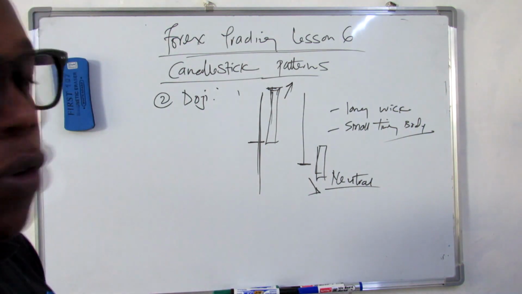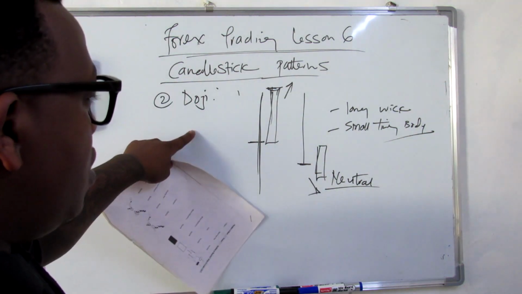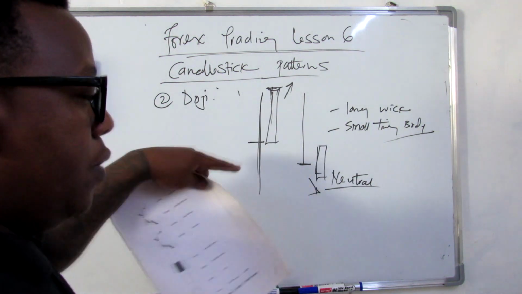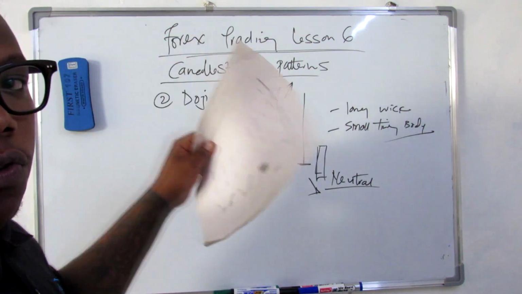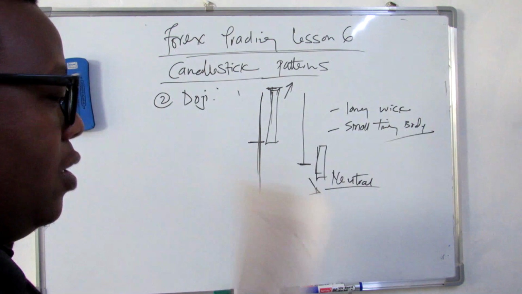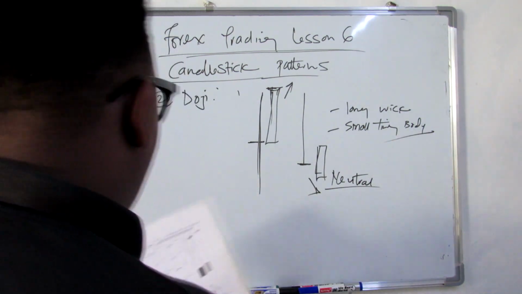So it's important for you to have that in mind. With the doji candlestick pattern, they are neutral, so you have to wait for the second candlestick to form in order for you to make a decision. So let's proceed. We get to look into another one.